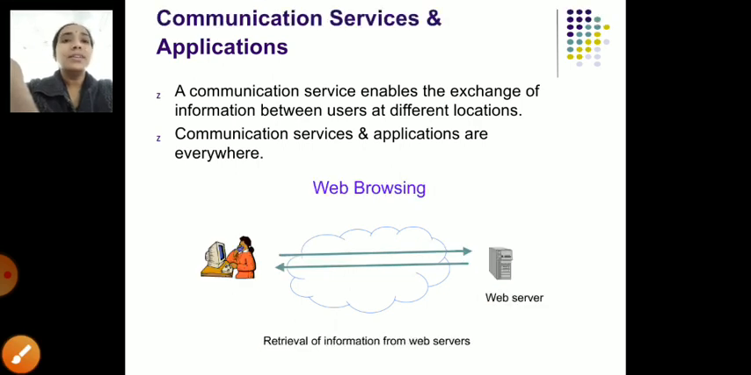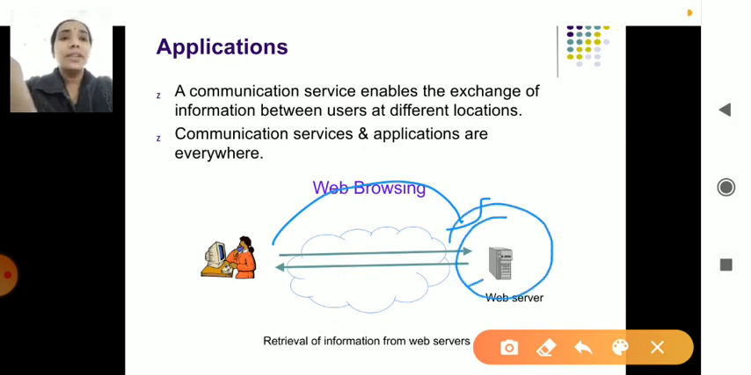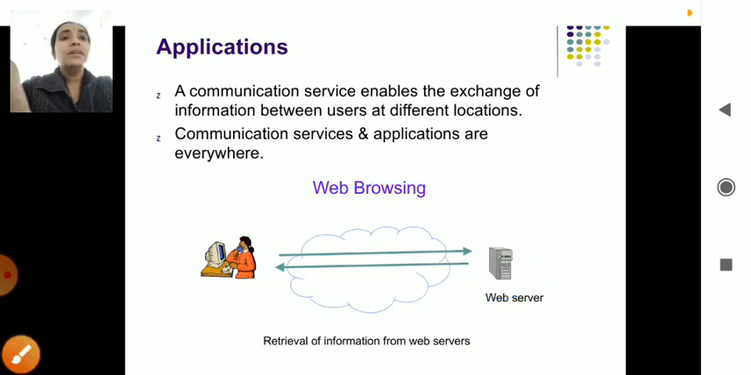The next application is when you want to browse something: you get access to the browser. You can see here you are accessing the browser, which is nothing but what is there in the web server, and the response is given to you. That is one example of browsing through the internet.